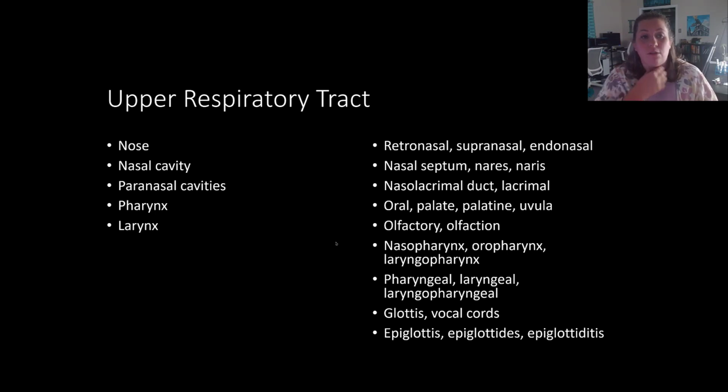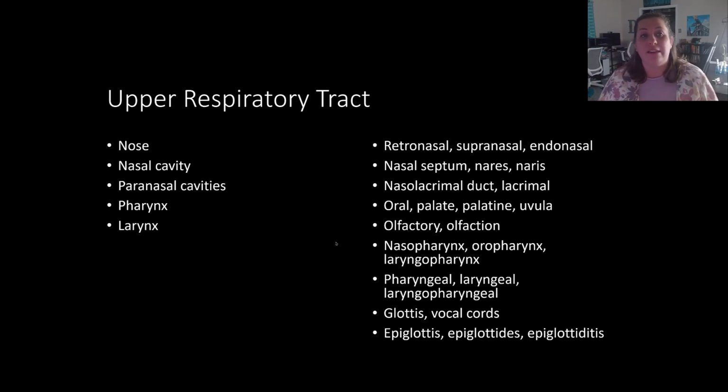You also have the pharynx, which is the throat, and the larynx. And so the abbreviation for the upper respiratory tract is URT. Okay, so upper respiratory tract. And we do see that your nose, if we go back to the nose, it is going to be actually divided by a septum. This is going to divide it into a right and left side, and this is where you get your nostrils. And we also see that you can use nares as the medical term for nostrils. Naris is a singular version. We also see that we have things like retronasal, so behind the nose, supranasal, which is above, or endonasal, which is inside. You also have nasolacrimal duct.